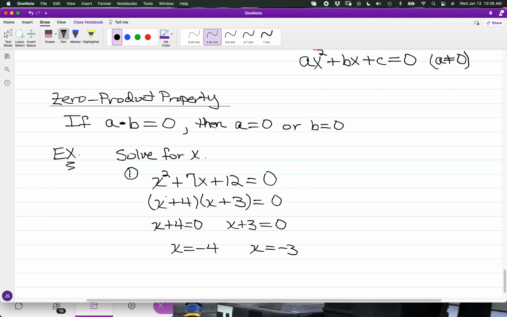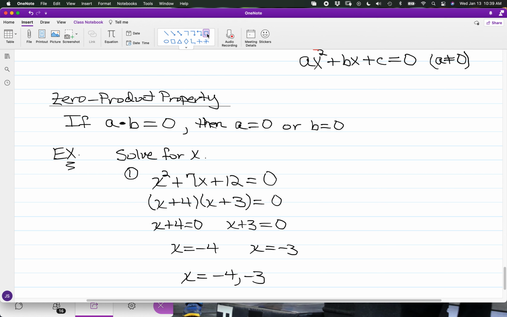For negative 3, the square of negative 3 is positive 9. 7 times negative 3 is negative 21. 9 minus 21 is negative 12, plus 12 is equal to 0. So this equation is like a conditional that is going to have two solutions. We have negative 4 and negative 3 for the results.